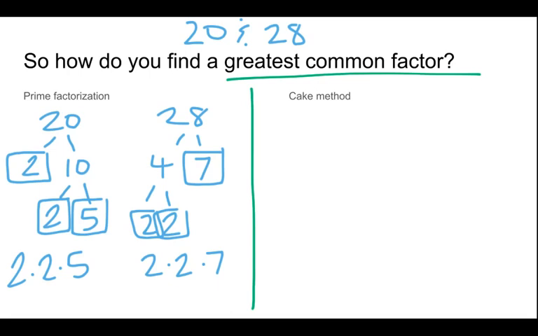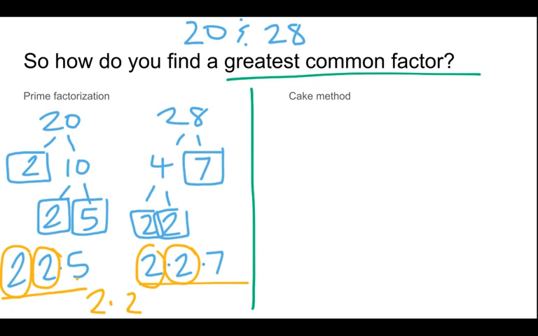So what I want to look at now is what factors each number shares. So I look at both lists. I have a list for 20, a list for 28, and I look for numbers that they both have. Well, there's a 2. They each have a 2. And each time I circle a pair, I'm going to write that number down once. And then there's another 2. That's another pair. And what I do is I multiply each pair.